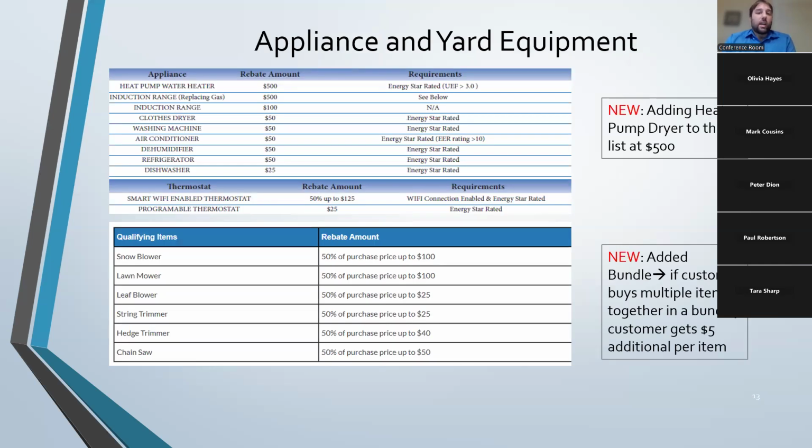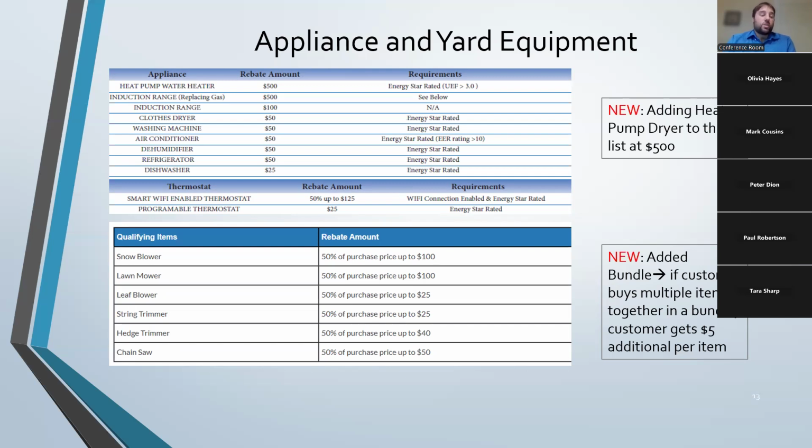Starting off, we have the appliance and yard equipment. Not many changes here. We did add a heat pump dryer to this list at a $500 value. And on the lawn equipment side, the cordless yard equipment, we added a bundle. So if a customer buys multiple items together in a bundle, the customer will get $5 extra per additional item.